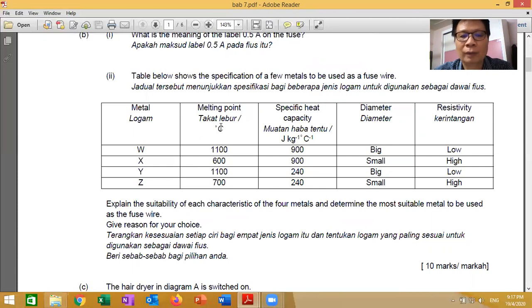Basically, you can answer in table form. If you don't want to, you can write in a sentence. In the sentence, you state the suggestion and then state the reason. First, I will start with the first one.